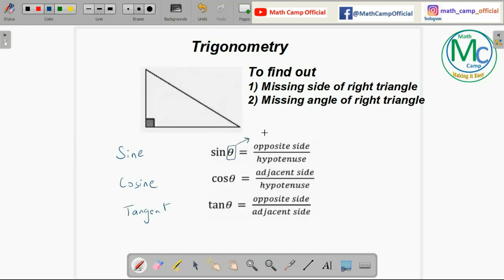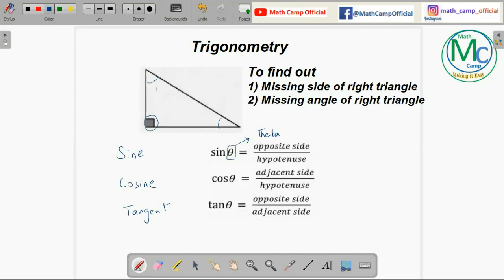This is a sign of an angle, and it is called theta. And theta is an angle which is other than the 90 degrees angle. Now here we have this right angle triangle, but this is not our theta. Our theta could be this angle, or it could be this angle.